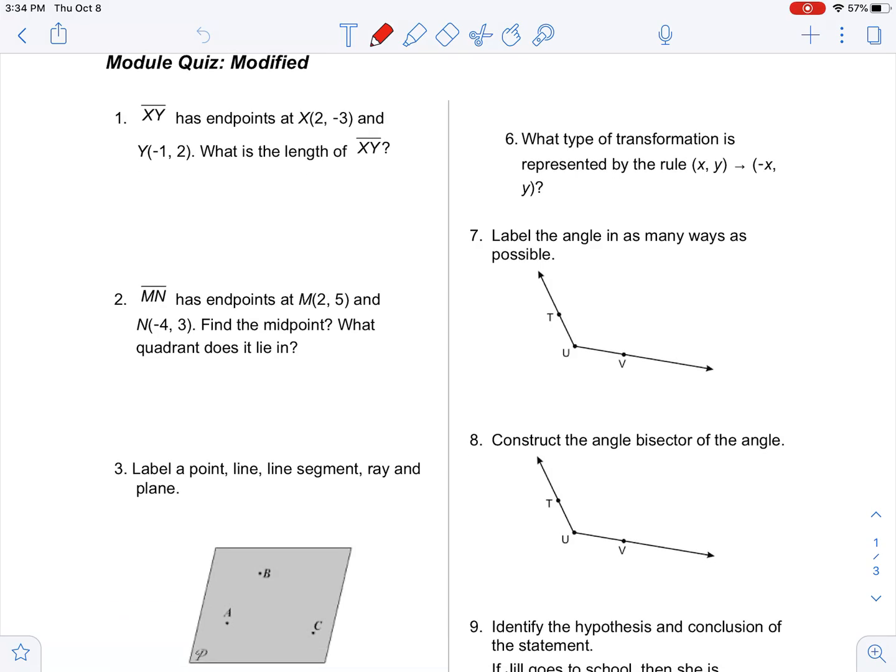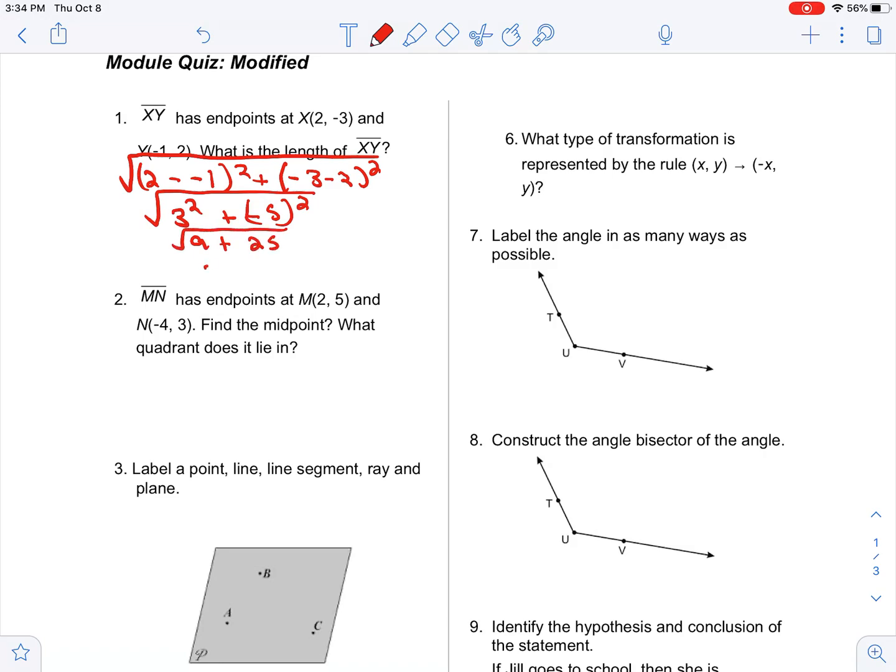So if we want to go ahead and find the length of it, we're going to subtract our x values. So we're going to go 2 minus -1 squared plus -3 minus 2 squared, and we're going to take the square root of all that. So that's 3 squared plus -5 squared. Again, square root of that. So that's 9 plus 25. 9 plus 25 is 34. So we just say it's the square root of 34.